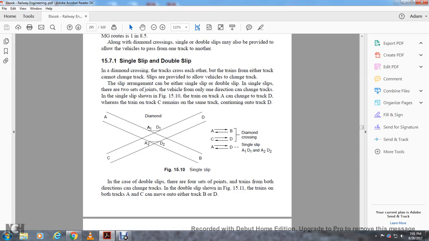A goes to B, and B and diamond crossing C to D, and C back to D, D to C, A to D, and D to A.